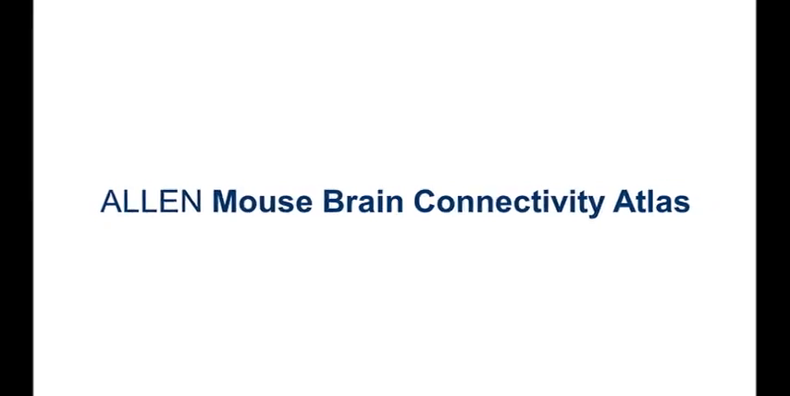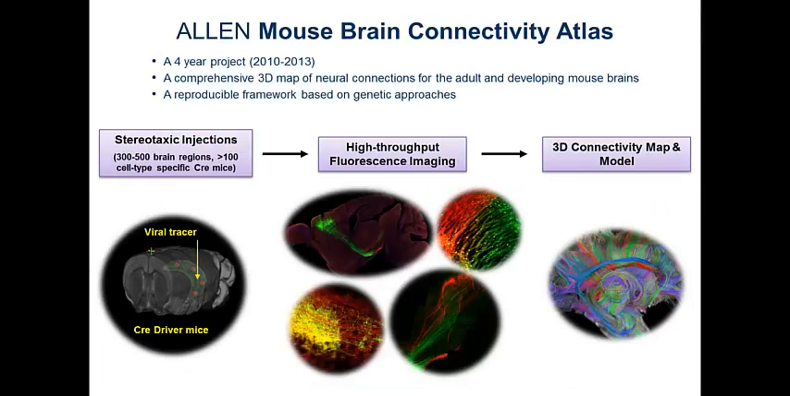The Allen Mouse Brain Connectivity Atlas is our latest project. This is a 4-year project. We're well into it now. And what we're aiming to do with this particular data set is to do a 3-dimensional map of the neural connections for the adult and possibly the developing mouse brains. Mostly we're doing the adult now. And we're using genetic approaches.